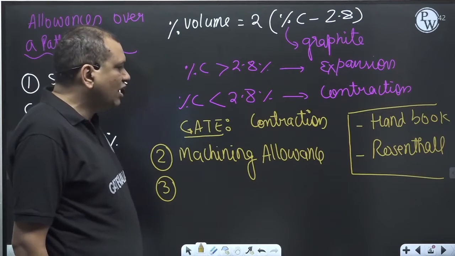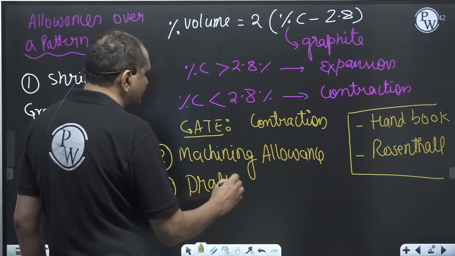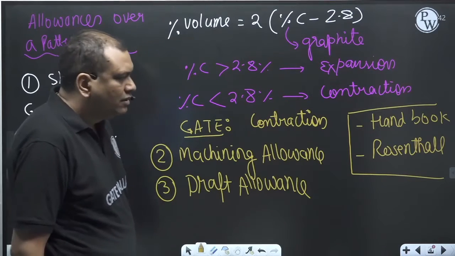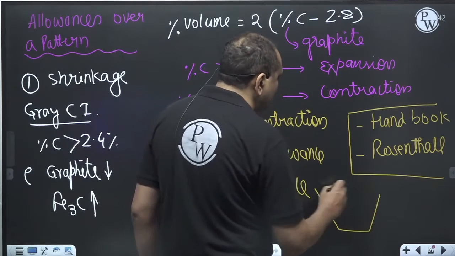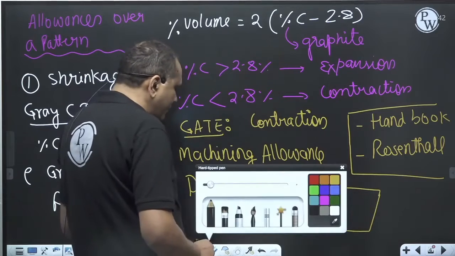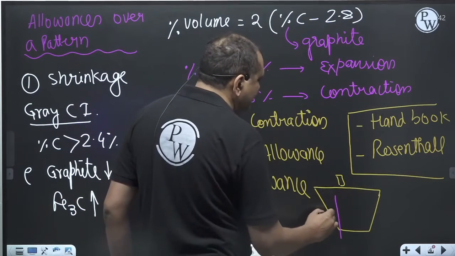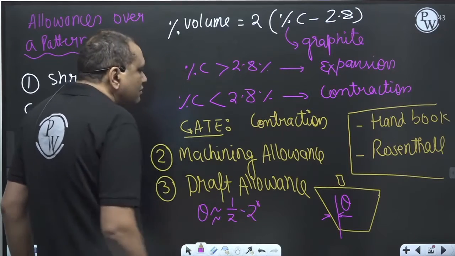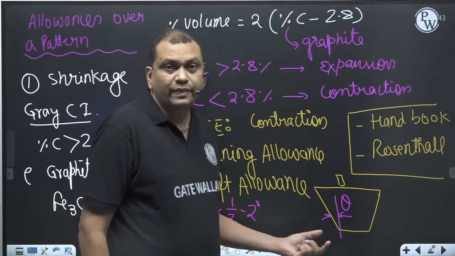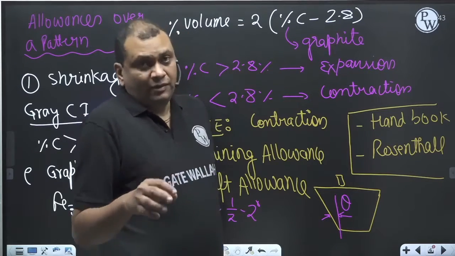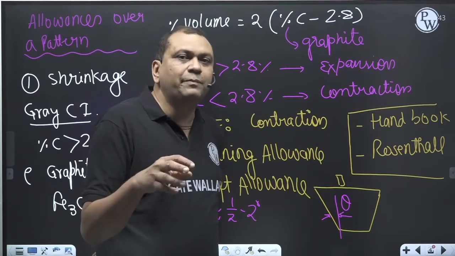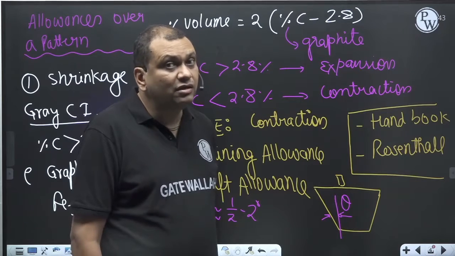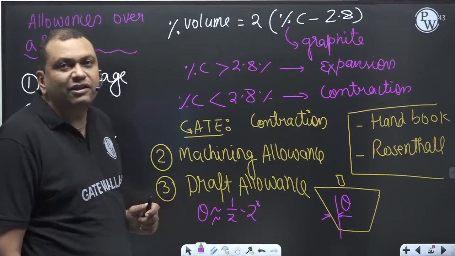And the third point is draft allowance. Over the pattern, we provide some taper, and this theta is approximately 1/2 to 2 degrees, so that when we are removing the pattern from the sand mold, the mold is not broken. So a draft allowance we provide over the pattern.